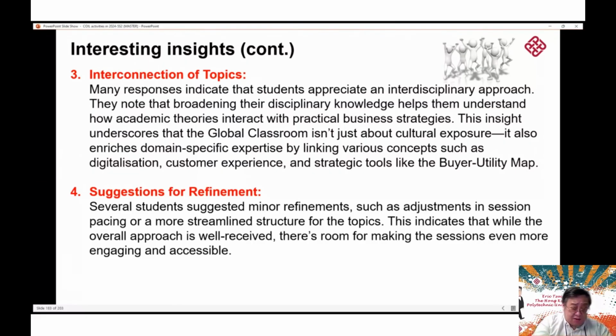Suggestion for refinement, yes, I would follow up with what students have suggested in terms of adjusting the pace of talking, a more streamlined structure for the topics. So these and more will be looked into, and improvement will be made in future delivery of those subjects.